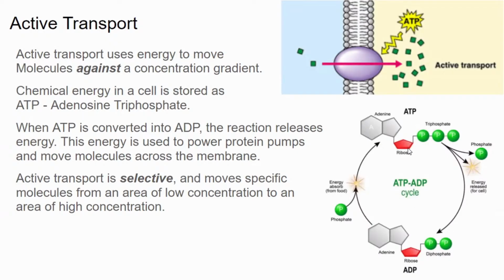It's kind of like thinking of ATP as a full battery and ADP as our flat battery. However, the cell does have processes that will recharge the ADP by adding a phosphate group into it. The energy is absorbed, and we get more ATP produced, which stores our energy for us. So back to active transport. Active transport is selective. Each carrier protein moves specific molecules from an area of low concentration to an area of high concentration.